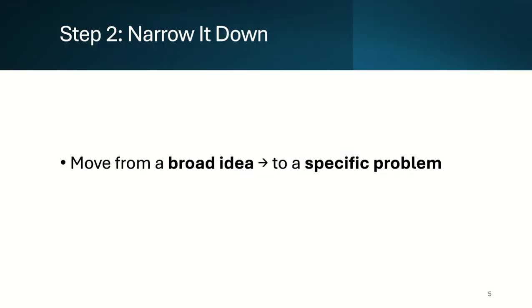Then number two, when you finally identify your area of interest, the next thing is to narrow it down. It can be a broad area, but you need to narrow it down to a specific problem. You can't say you want to do a project in public health. Public health is quite wide. What aspect of public health are you interested in? You need to narrow it down to a specific problem that you want to solve.